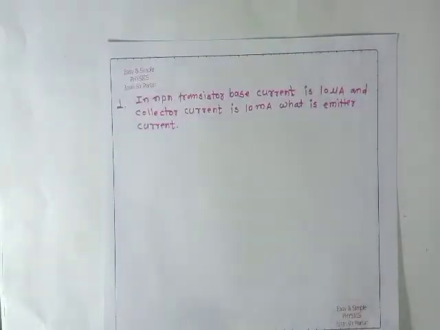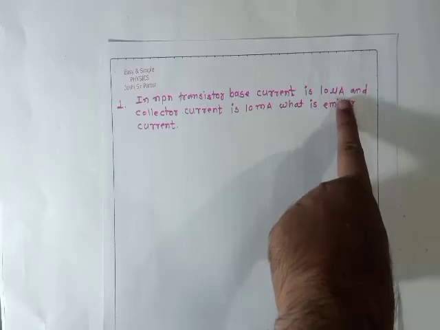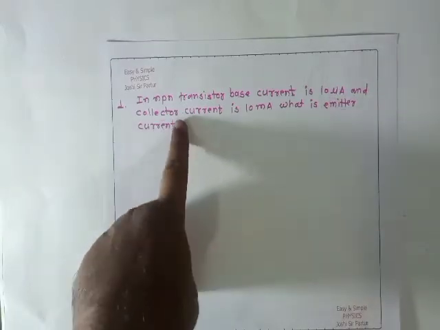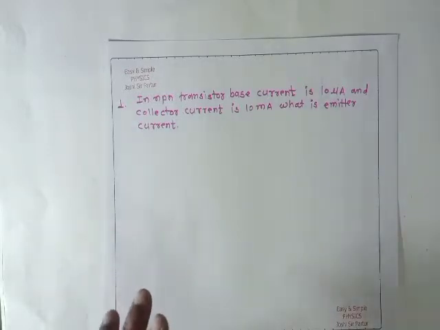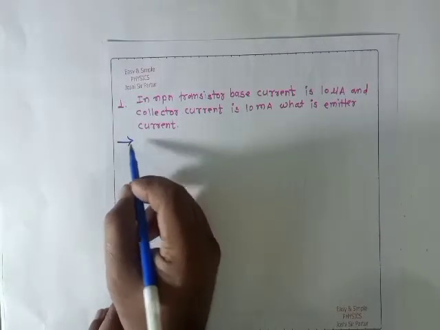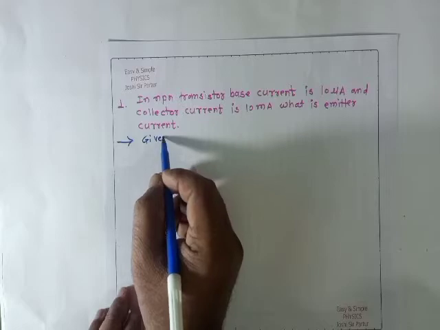So first of all, we have to solve numerical number 1. That numerical is: in a PNP transistor, base current is 10 microampere and collector current is 10 milliampere. What will be the emitter current? If we can solve this question, it is for 1 mark.